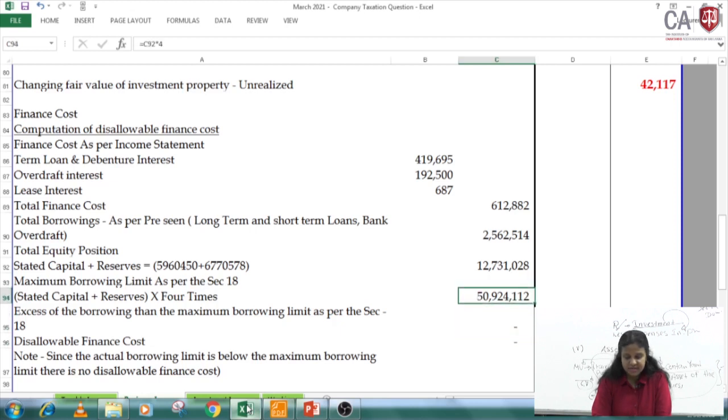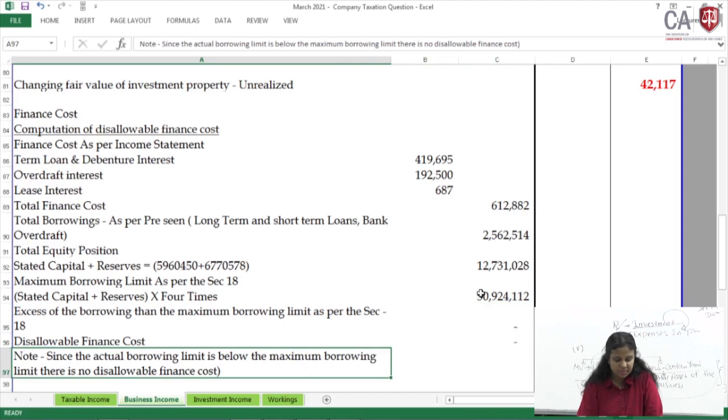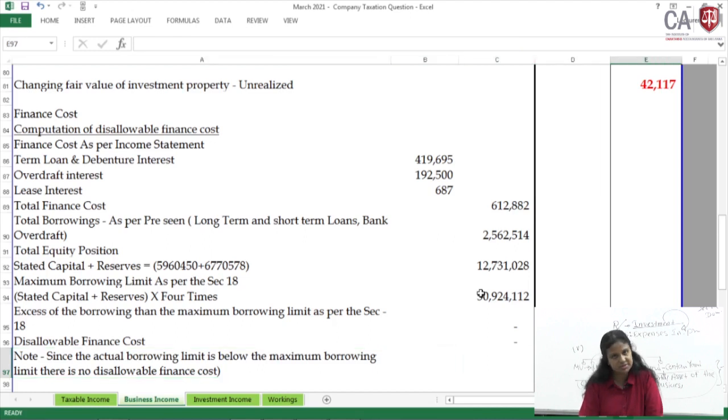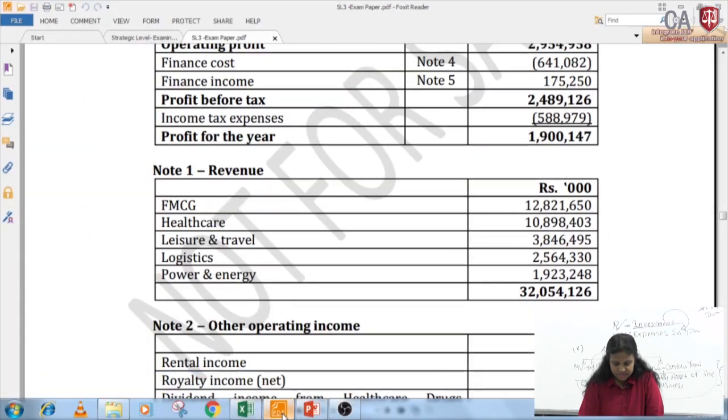However, the stated capital plus reserves into 4 times is higher than our actual borrowing. What we have is 2.5, but there is a 50, then we are in the safeguard. Excess of borrowing than the maximum borrowing limit as per section 18, nothing. Disallowable finance cost, nothing. Then you have to write this: since the actual borrowing limit is below the maximum borrowing limit, there is no disallowable finance cost. Okay. Then finance cost also we have adjusted.